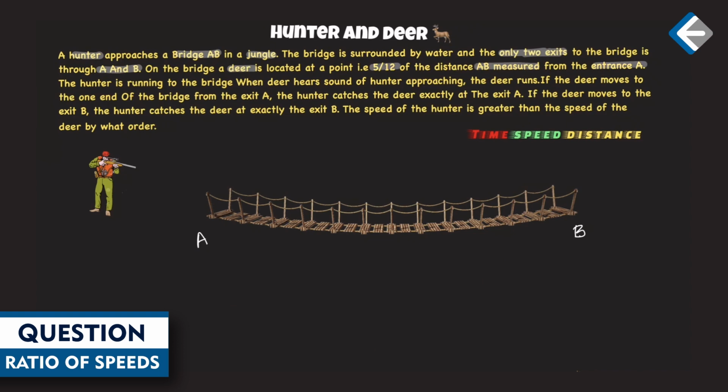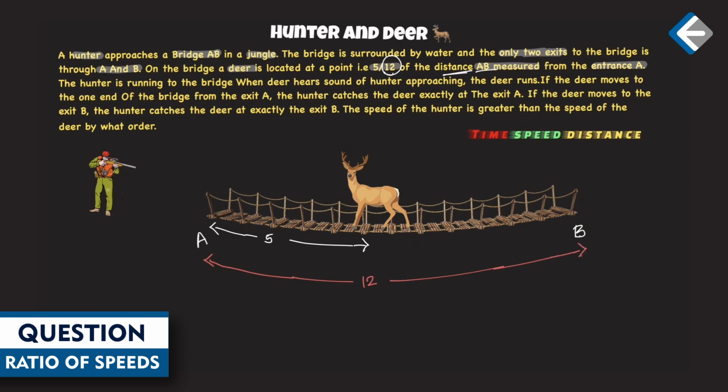On the bridge, a deer is located at a point 5 by 12 of the distance AB, measured from the entrance A. What do you mean by this? 5 is the distance of the deer from the entrance A, while the total distance AB is equal to 12. Which means what? What is the distance of the deer from the point B? It's quite clear, it is 7, because the total distance is 12. Now this is given to us.